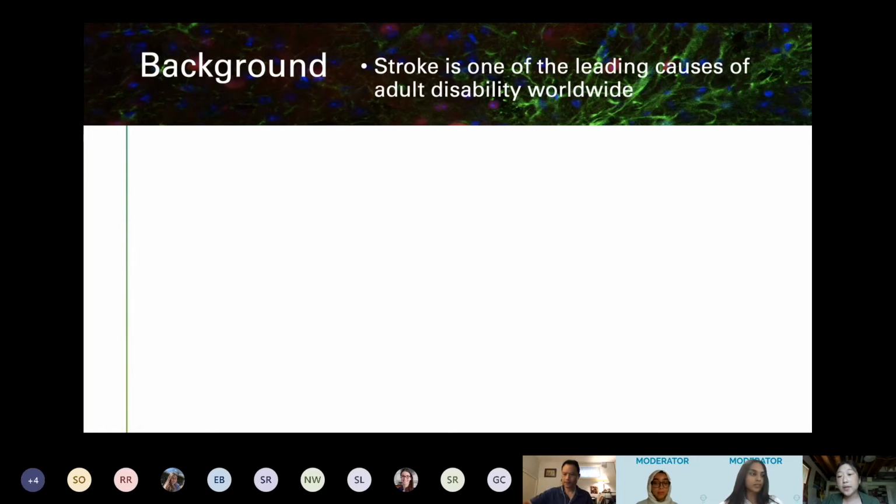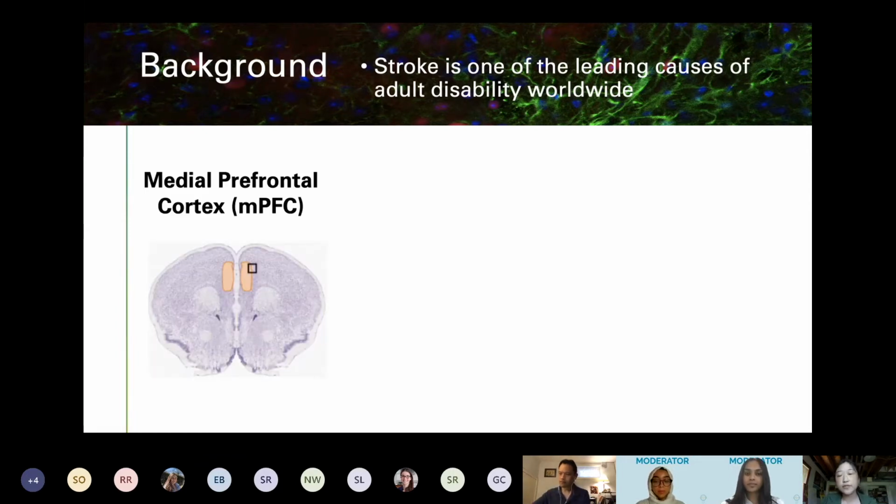So most people are familiar with what stroke is. It causes injury to the brain and is actually one of the leading causes of adult disability worldwide. So we looked at an area of the brain called the medial prefrontal cortex. This is an area of the brain that's responsible for executive functioning and problem solving. So when you have stroke here, you're going to have a lot of cognitive deficits.